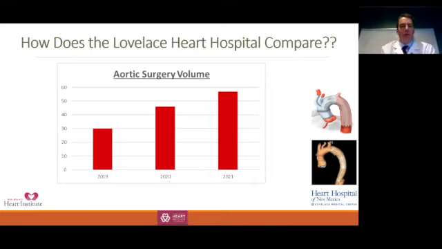So how does Lovelace compare? I took a look at our aortic surgery volume. Full disclosure, this isn't a true apples to apples comparison because I don't know whether these people are Medicare or what insurance they have. But in looking at this, in 2019, we were doing 30 of these operations, and by 2021, we're almost up to 60.